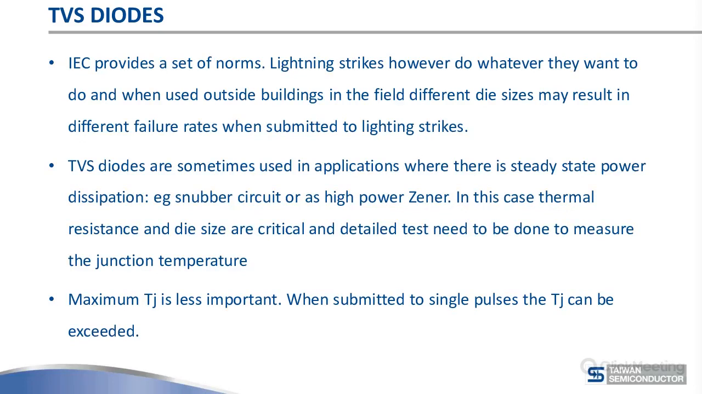In that case, the die size and the thermal performance are important, and you do need to test the temperature in the circuit itself before you can change the different component. The maximum TJ here is slightly less important, because in a single pulse event, like a lightning strike, the maximum TJ can be exceeded. It's a surge-to-fail test, so the device either survives or doesn't survive. The TJ max is not the issue here; it is exceeded.